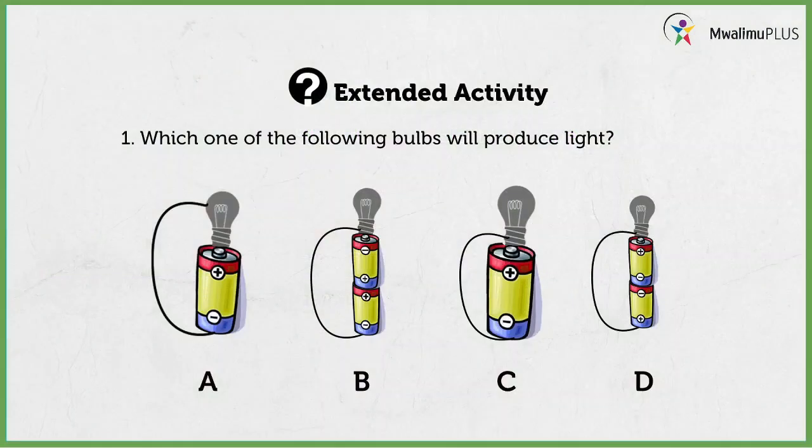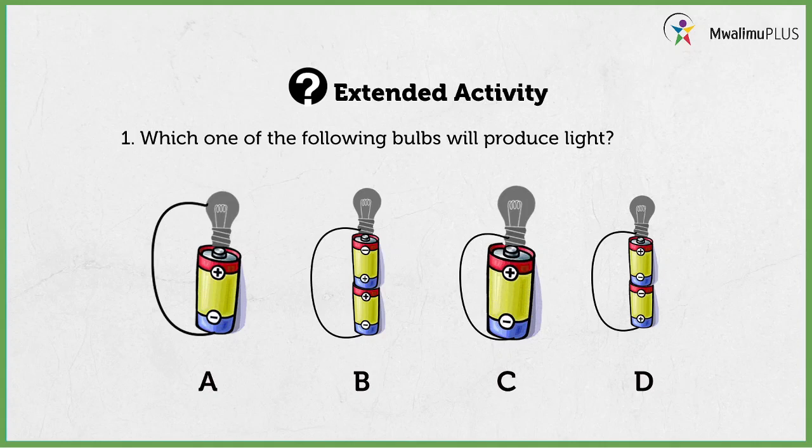The assignment read like this. Which one of the following bulbs will produce light? I want you to look at the screen keenly. I want us to look at choice A. Look at choice B, choice C, and D. Which choice did you write? Good. The correct answer is supposed to be choice C.